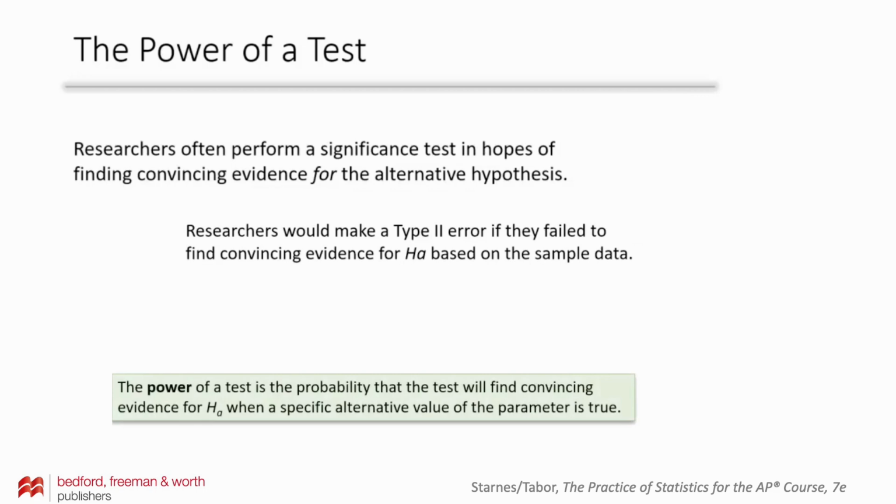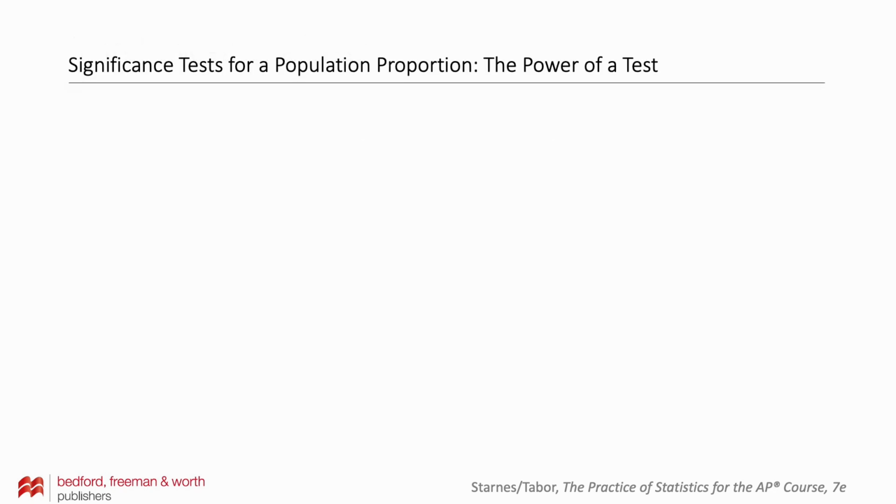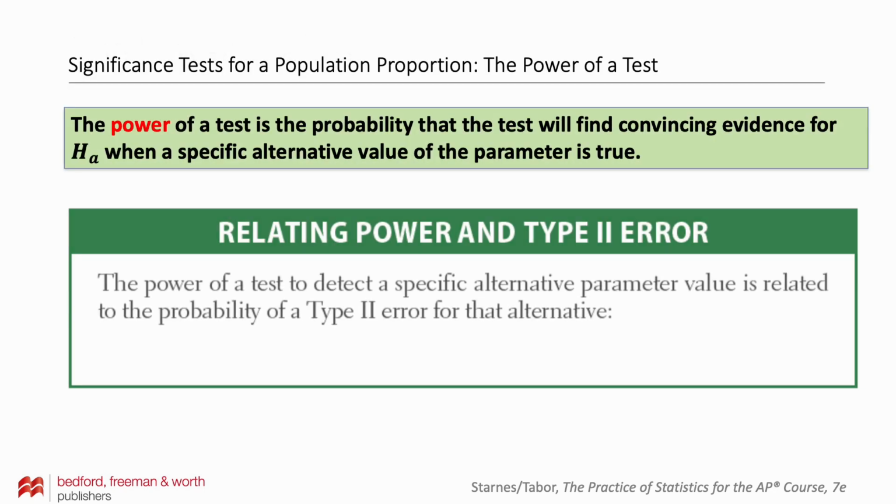Now, how likely is a significance test to avoid a type 2 error? We refer to this probability as the power of a test. So the power of a test is the probability that the test will find convincing evidence for the alternative when a specific alternative value of the parameter is true. Again, relating the power and the type 2 error, the power of a test to detect a specific alternative parameter value is related to the probability of a type 2 error for that alternative.